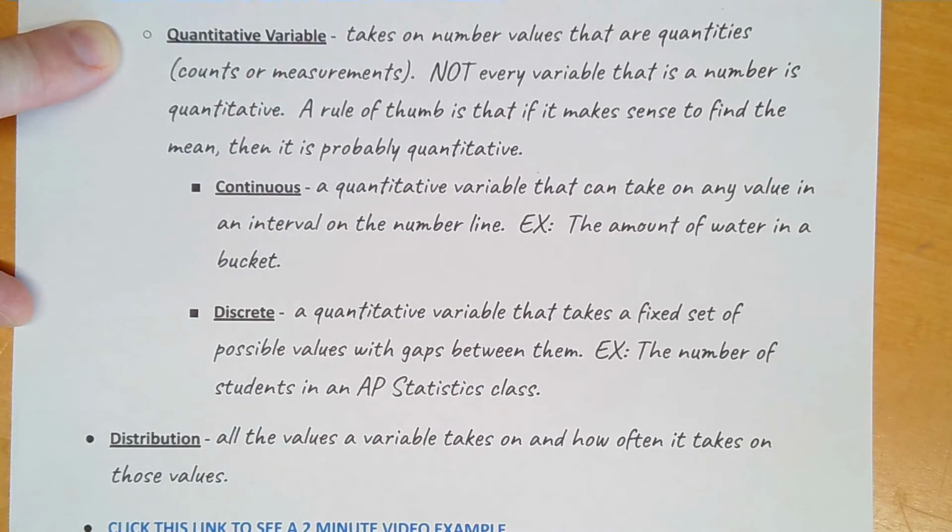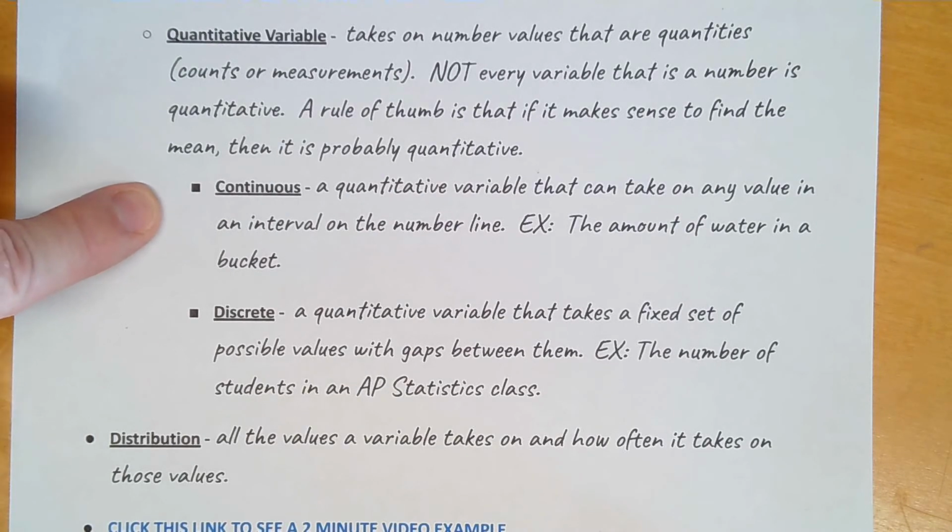So for example, something that is not a quantitative variable, although it's a number, would be zip code. Because think of zip codes. If you had lots of different zip codes for lots of different people, it doesn't make sense to find the average zip code that somebody has. A zip code is just another way of identifying a specific location.